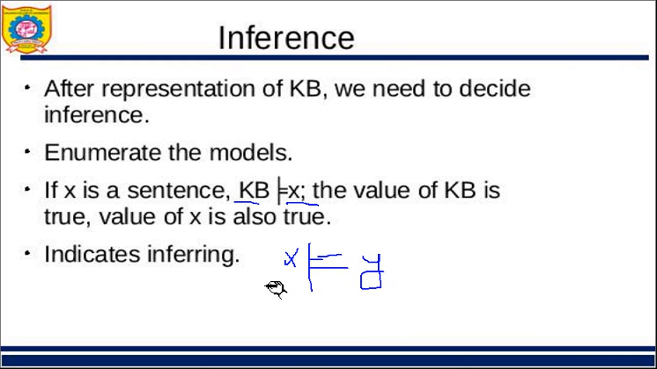So if I write like this, it is X concludes Y. I say that X concludes Y. If X is true, Y is also true. So all models of X are also models of Y. In this fashion, conclusion is related.